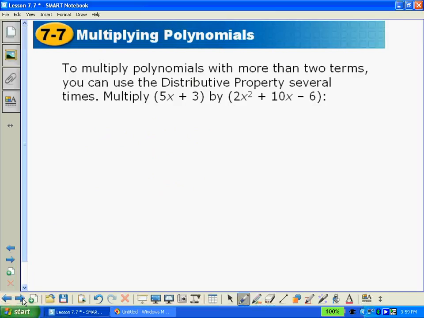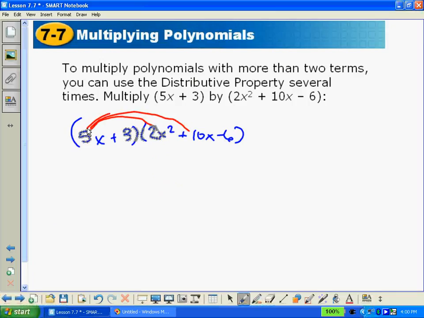When you multiply polynomials that have more than 2 terms, you can also use the distributive property, and essentially, you just have an extended version of the FOIL method. 5x plus 3 times 2x squared plus 10x minus 6. When you have a problem like this, you want to multiply each of the terms in the first polynomial times each of the terms in the last one. So you're going to multiply the 5x times the 2x, and the 5x times the 10x, and the 5x times the negative 6. And then you're also going to multiply the 3 times the 2x squared, and times the 10x, and times the negative 6.